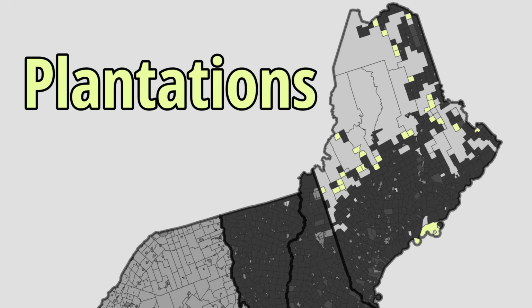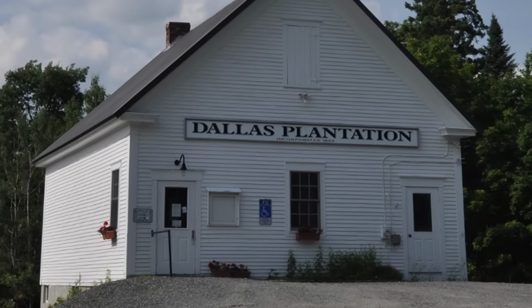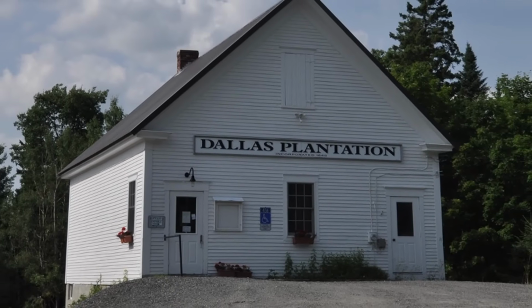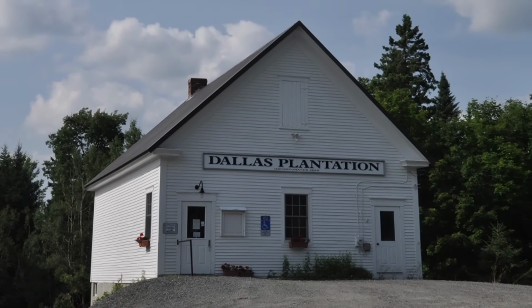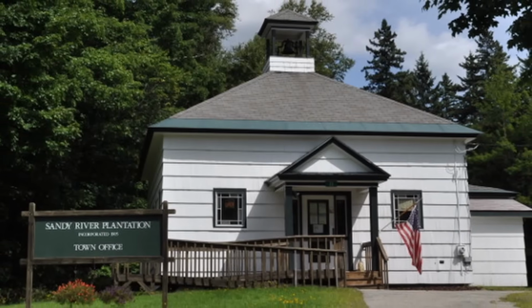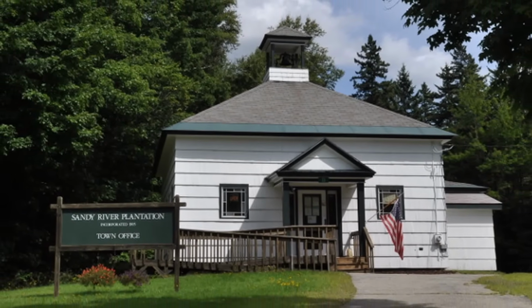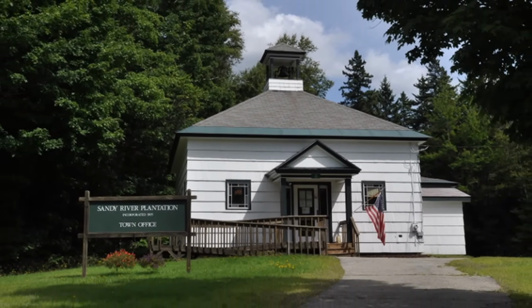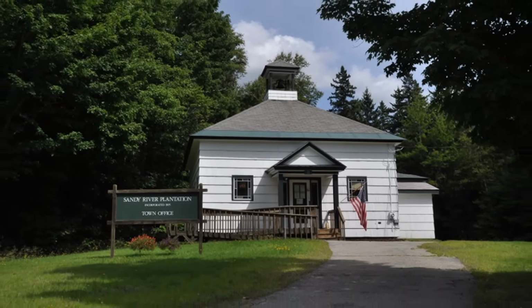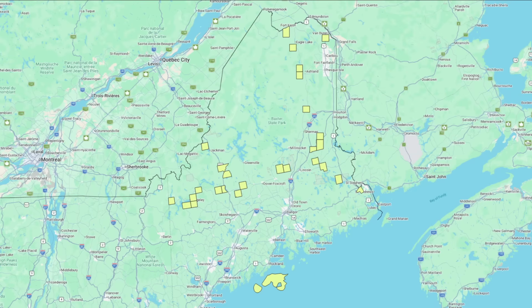Plantations are specific to Maine. They essentially act as an in-between population of unorganized territories and towns. They do have their own government, but this government is a bit more limited than regular town or city governments. Currently, there are 29 plantations, but the numbers have decreased from the past due to some upgrading into town status.